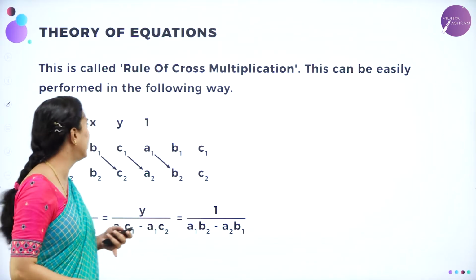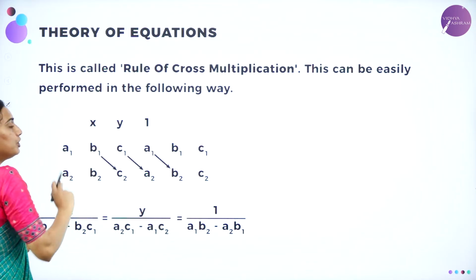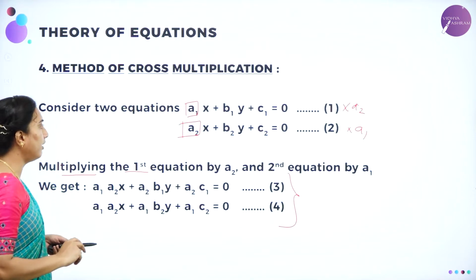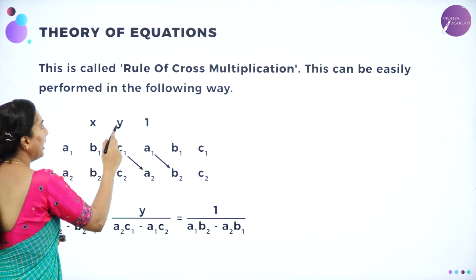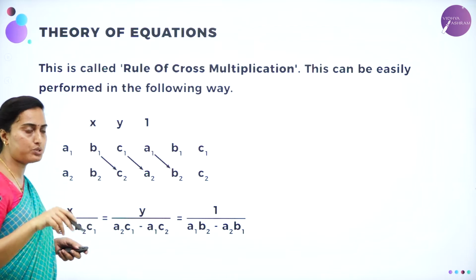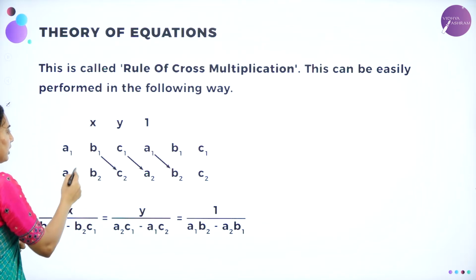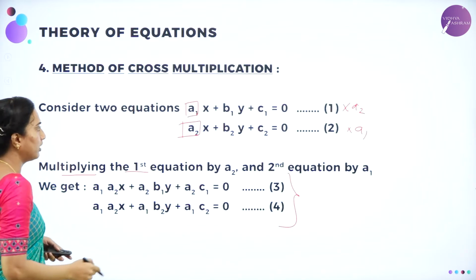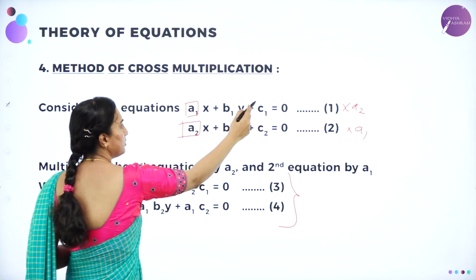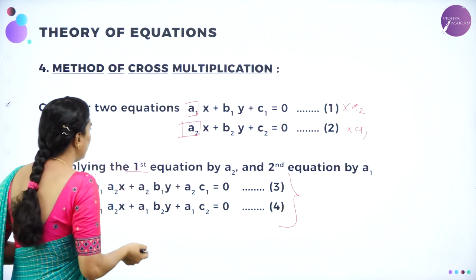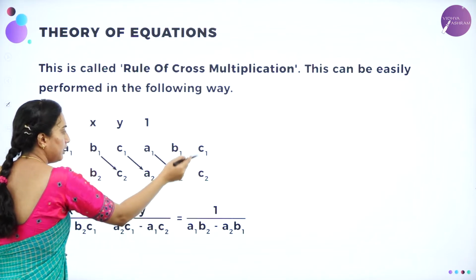How are we going to solve? This is how we are going to solve. See, you are going to write whatever the x and y as it is. See, x, y and the 1 as it is, you are going to write it. Now here a1, a2, b1, b2, c1, c2. Again repeating that value: a1, a2, b1, b2, c1, c2.